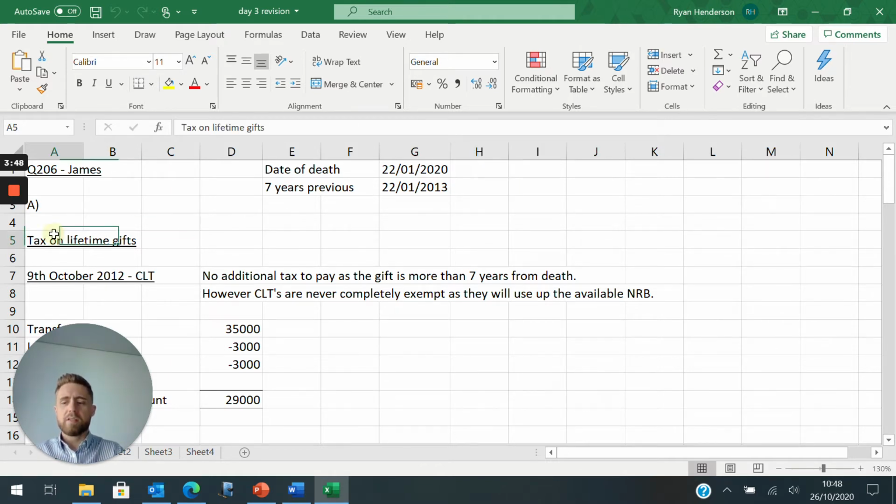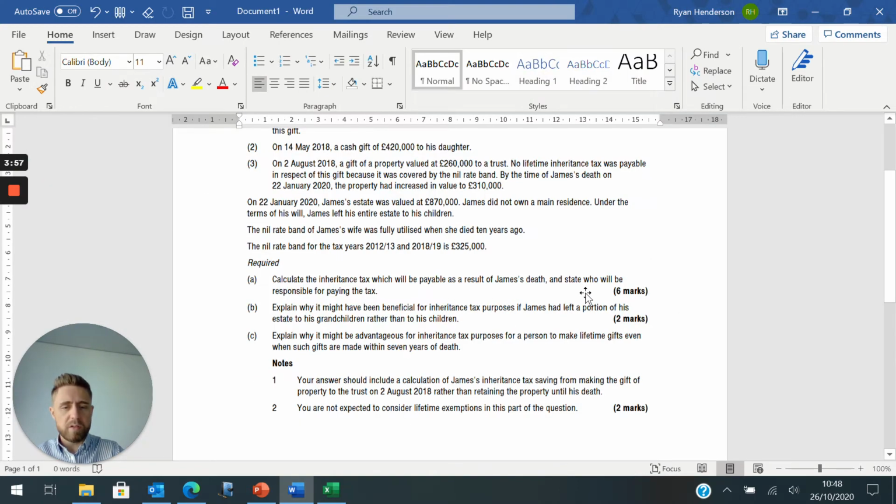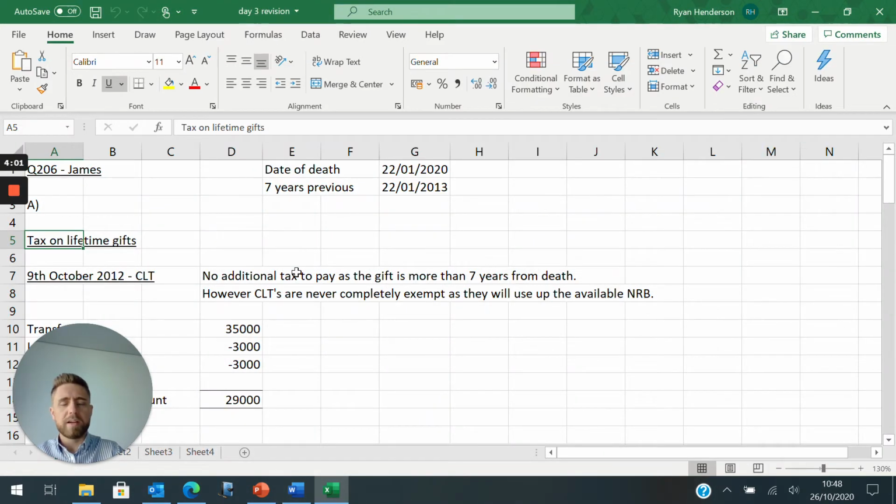Then what we have to do in part A is calculate any IHT that will be payable on any of those lifetime gifts, and also, of course, as a result of James's death, there could be and there will be items also in the death estate. So what we're now technically doing here, guys, is computation number 2, and this is any tax that will be payable on those lifetime gifts within the last 7 years, and you always have to go in date order, remember.